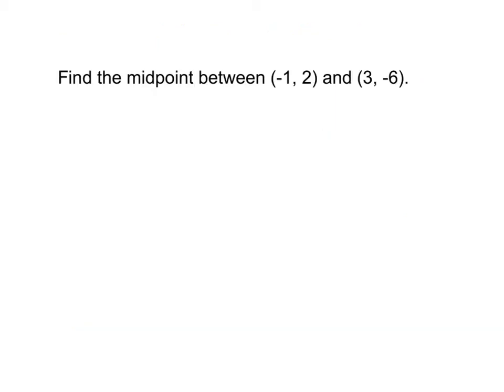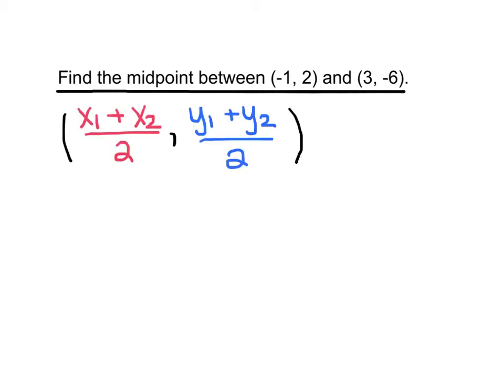Alright, so now let's take our formula and put it into action. The question says, find the midpoint between -1, 2, and 3, -6. I'm going to start by writing out the midpoint formula. Alright, here is my formula. Next, I'm going to plug in.